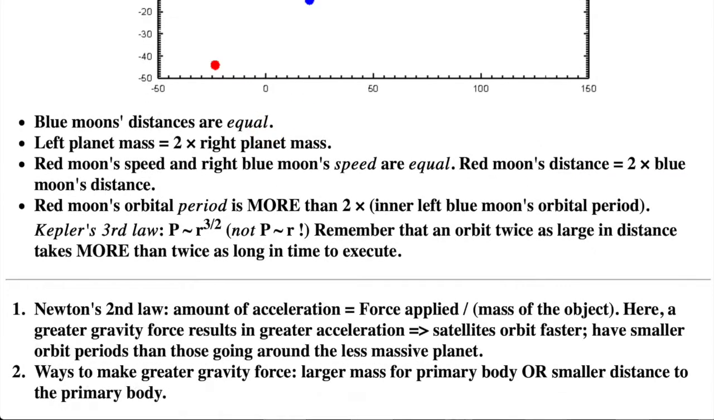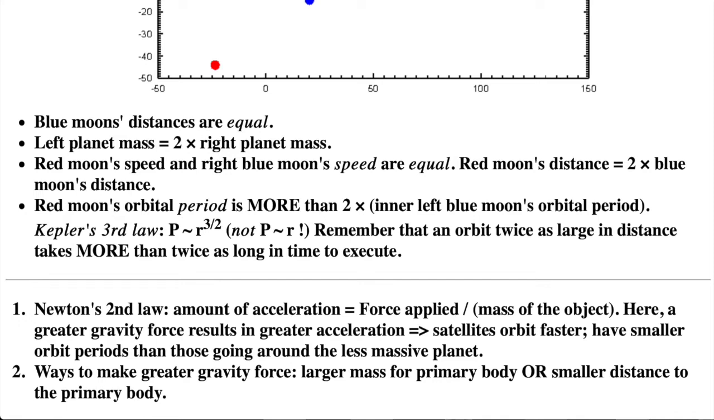law. In Newton's second law of motion, the force applied equals mass times the acceleration. So the amount of acceleration something experiences equals the force applied divided by the mass of the object. Greater force makes greater acceleration, so the satellite's orbital velocity is greater and the orbit period or time is smaller. In this case, of course, the force is gravity.